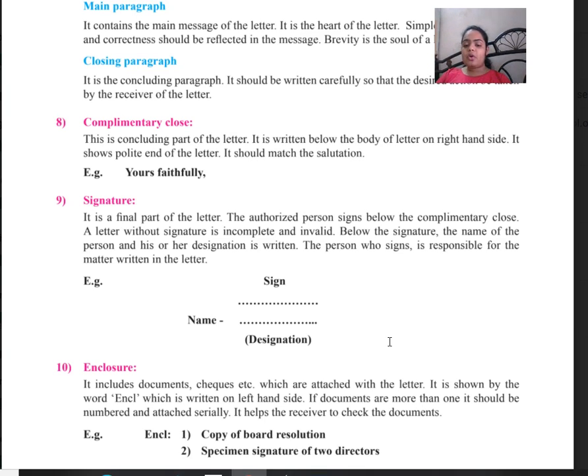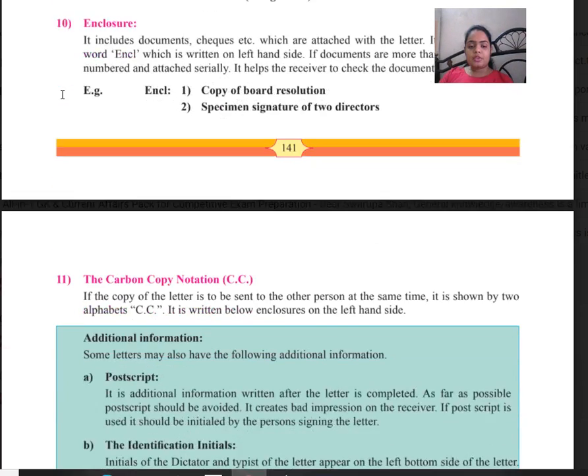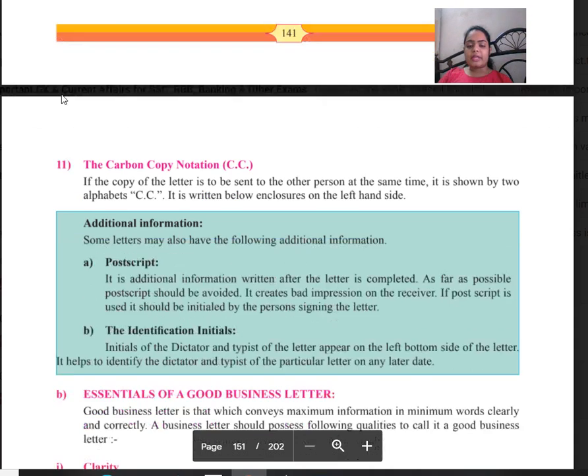For example, copy of board resolution, then specimen signature of two directors. Whatever is attached with the letter, everything shall be properly enclosed with the letter. This was about the enclosure of the letter. Then after this we shall be studying about the carbon copy notation, CC. If the copy of the letter is to be sent to other person at the same time, it is shown by two alphabets CC. It is written below the enclosures on the left hand side.